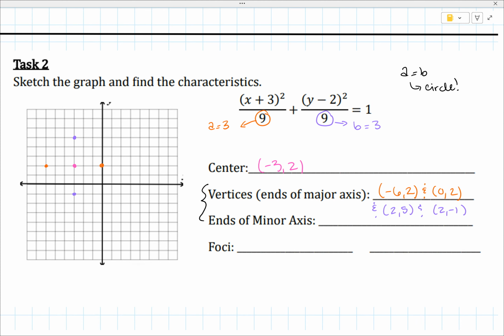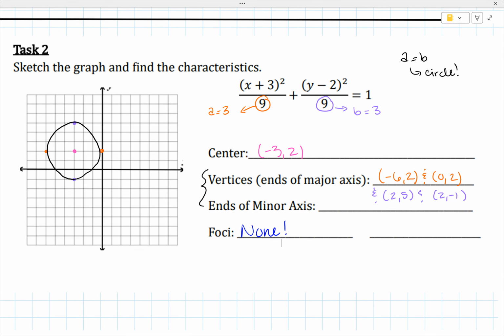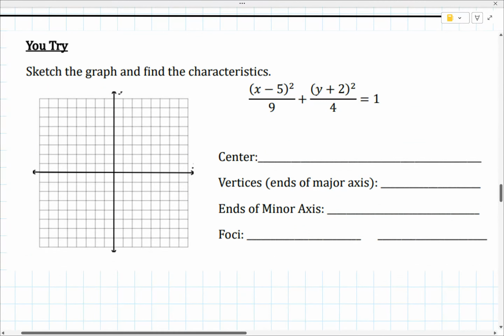Oh my gosh, these are not my best circles. There we go. And then for foci, if you're like, if I plug things in, it doesn't really work. There isn't any for a circle. So since the foci are technically both at the center, there is none to list. All right, go ahead and try the U-try. This one is going to be an ellipse, so go ahead and give it a go and pause and come back.